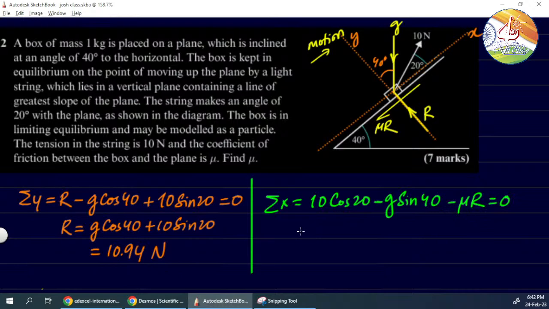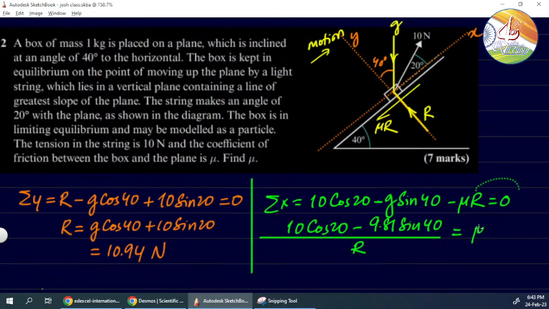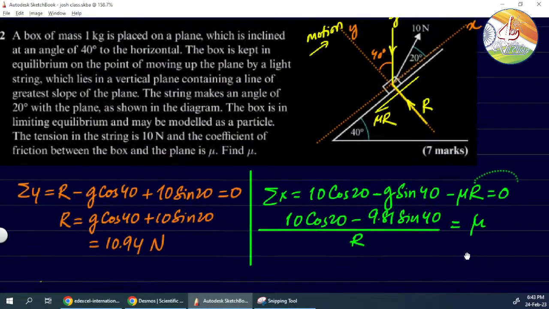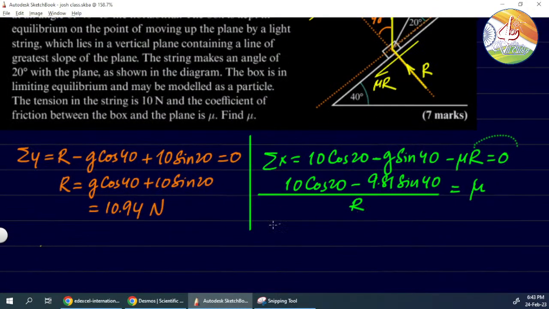The R value is known, let us substitute it. Mu is the only unknown, so we have to find it. So 10 cos 20 minus 9.81 sine 40, take this term to the other side, divided by R will give us the value of mu. We know the R value, substitute it from here. So what is the mu value?